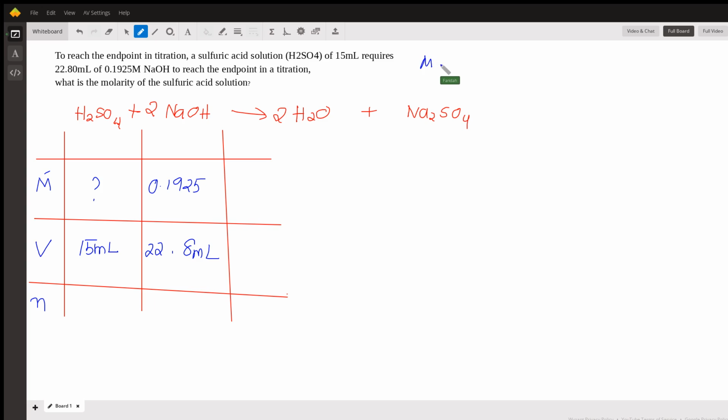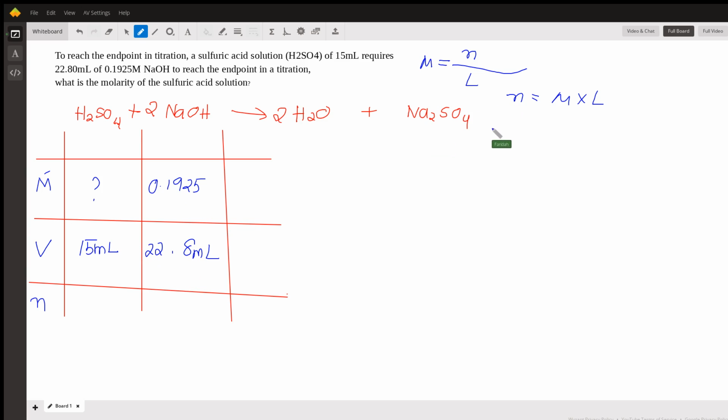I hope you still remember the formula of molarity. Molarity is equal to moles divided by liters, where liters means the volume. As you can see, sodium hydroxide has the molarity and the volume, which means we can find the mole. n is the mole here. The formula for finding the mole is molarity multiplied by the liters.